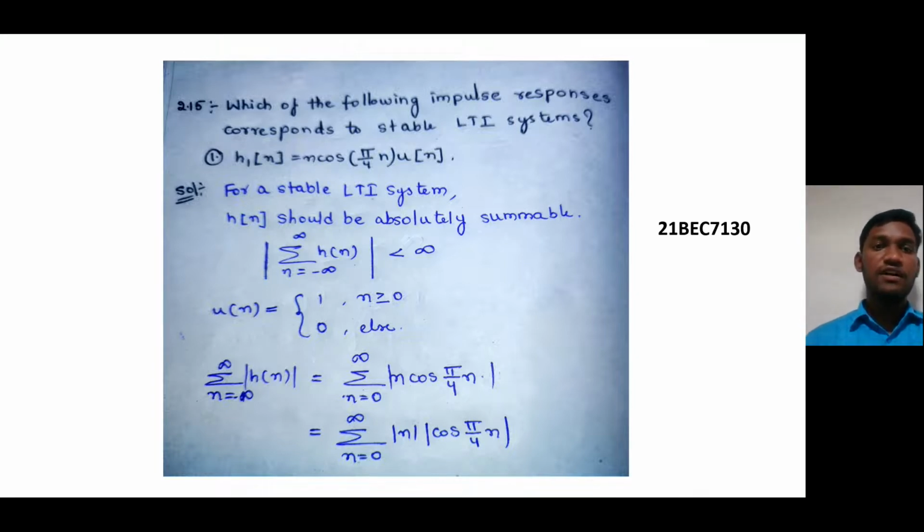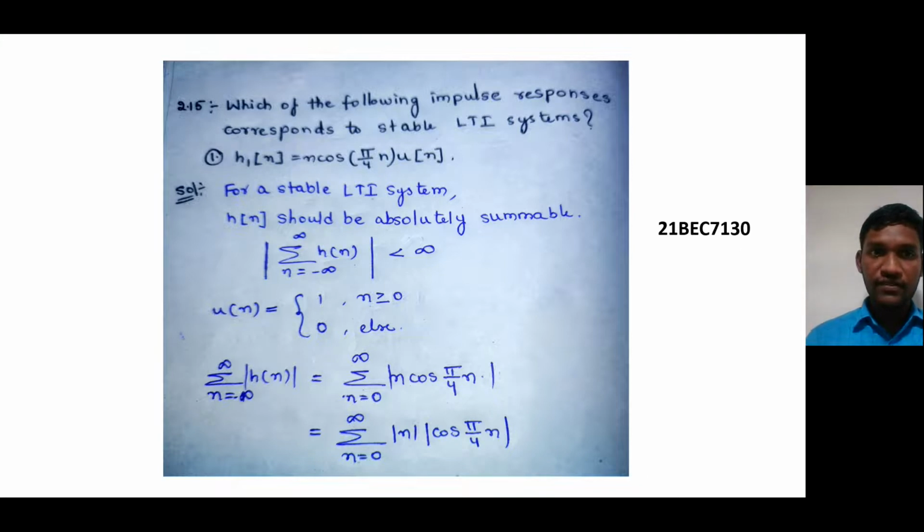So, the given question is which of the following impulse responses corresponds to a stable LTI system. LTI system means linear time invariant system, and a stable LTI system has its own characteristics. For a stable LTI system, h of n should be absolutely summable. That means the modulus of the sum from n equals minus infinity to infinity of h of n should always be less than infinity. If such is the case, then we call the system a stable LTI system.